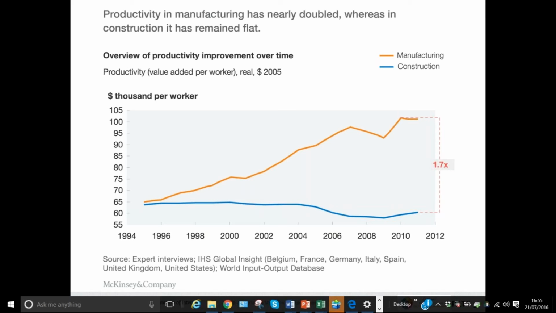So if you look at manufacturing since 1995 through about 2011 versus construction, they've actually added about 1.7 times the amount of value. Okay, so there's been a huge difference in gain and productivity if you look at just manufacturing and construction. And even what's a little bit more maybe not great for our industry and construction is that productivity has actually been declining a little bit. And that's been a trend that really needs to be reversed.